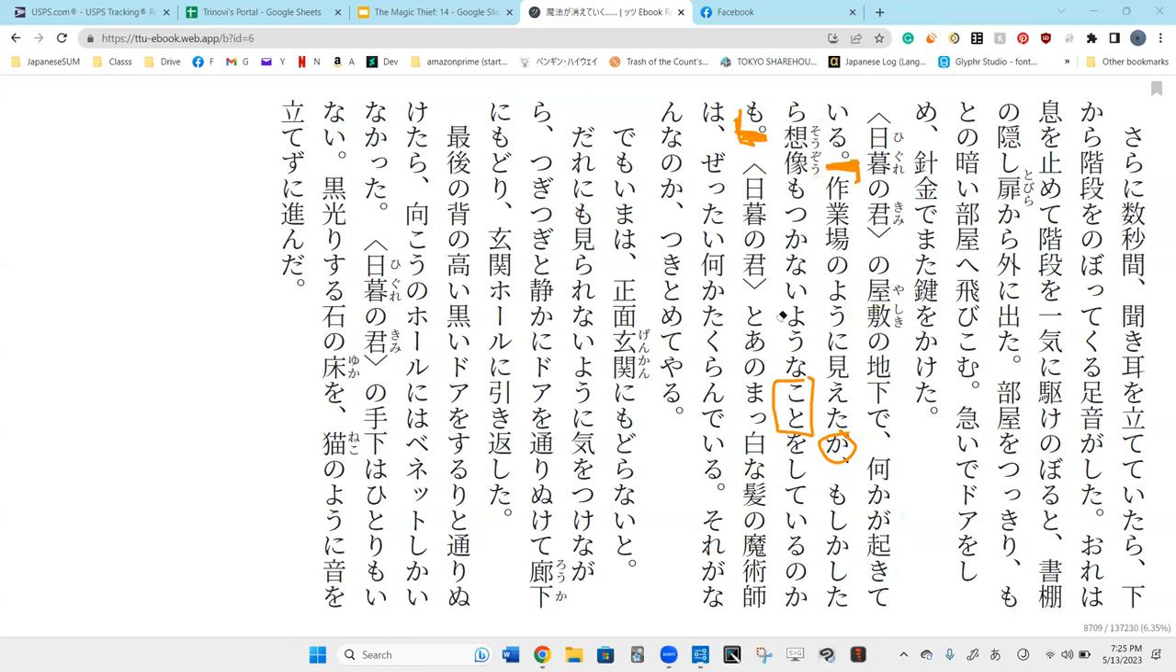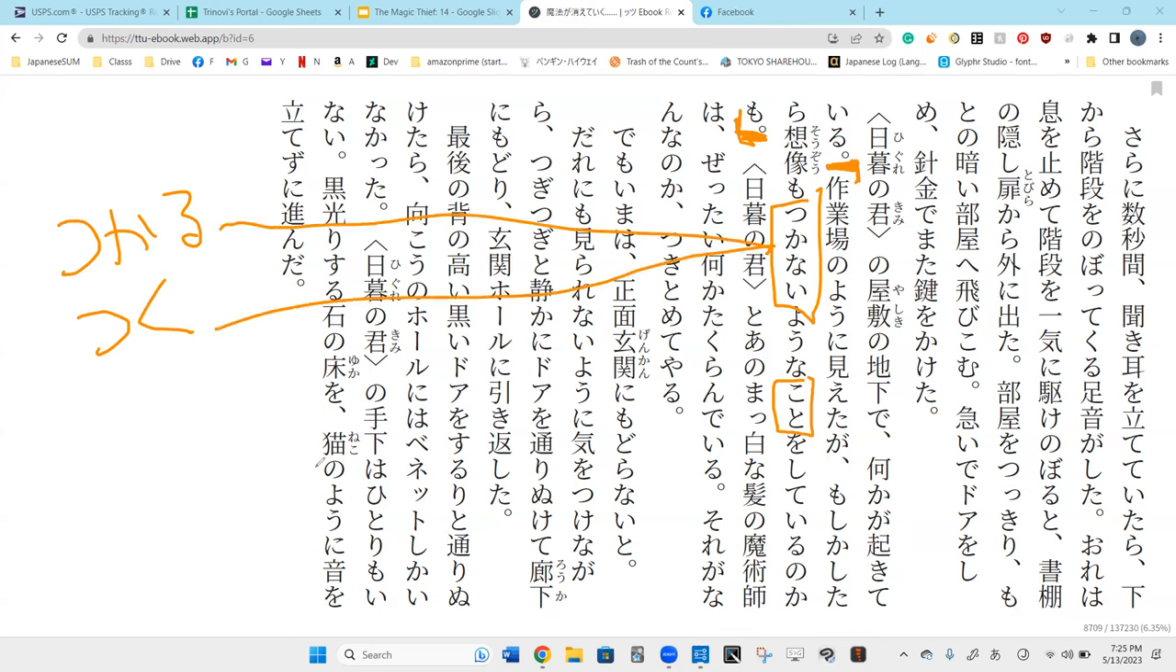Imagination. How about this tsukanai? What do you think this verb used to be? You have two possibilities. It could be tsukaru or tsuku. This is the negative form. I'm guessing tsukaru, because if it is tsuku, then the negative would have to be tsukanai. So both of these are real verbs.